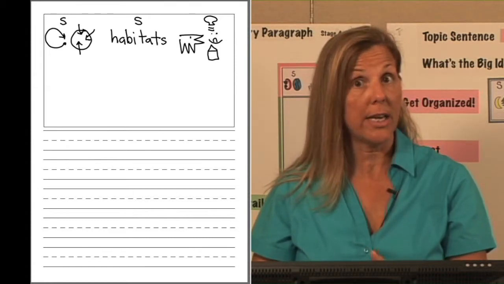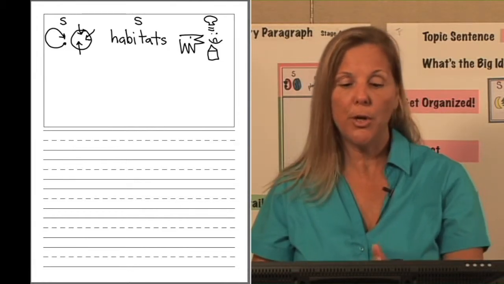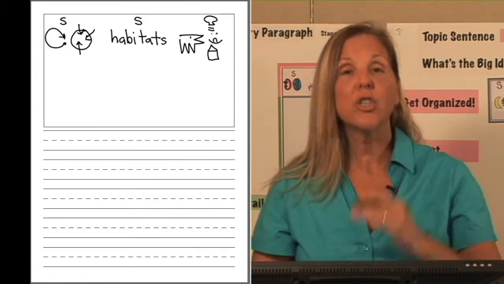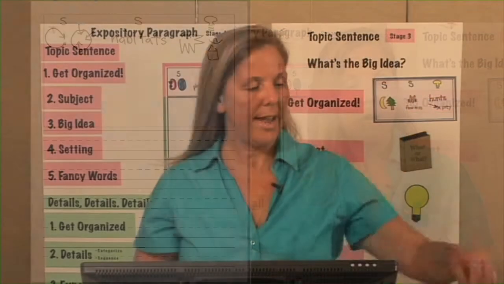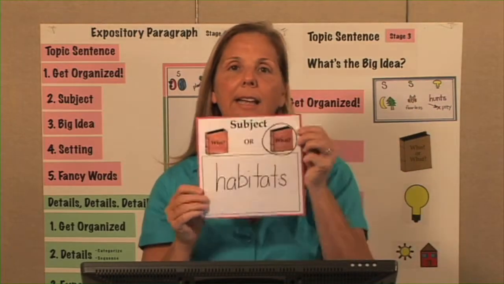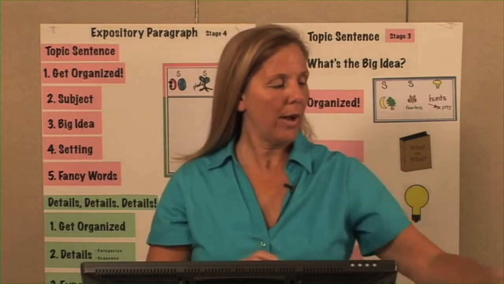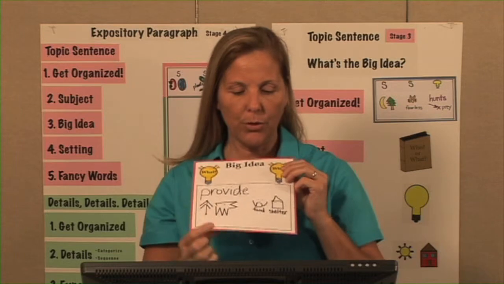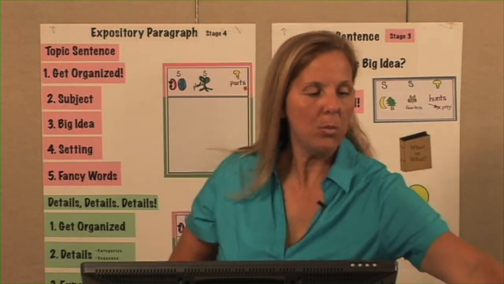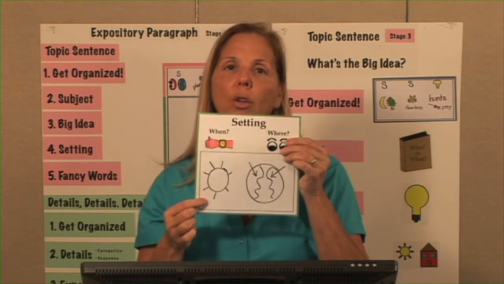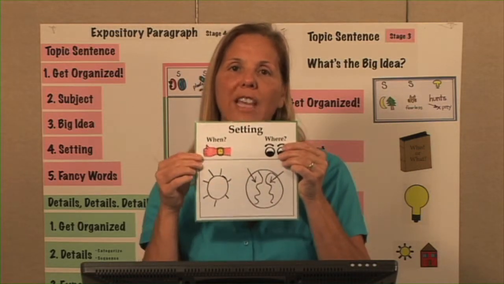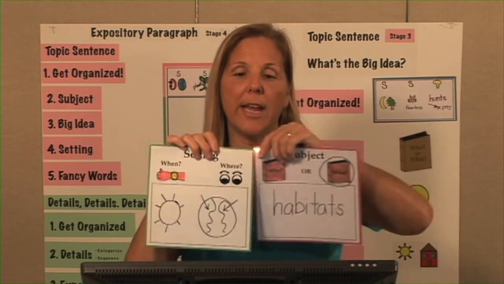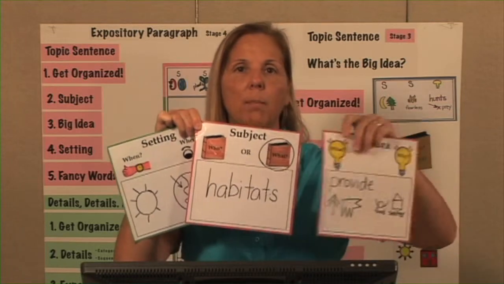This is pretty high level as it is, and this is fine for you. You could put "to survive" if you want. And you could even just verbally add that for your higher kids, just so that you know that you can differentiate like that. We have our subject, habitats. We also had our big idea. What was the big idea? Habitats provide animals with food and shelter. And then we went and said every day or all year long, in different parts of the world. We have our setting as well. So now we have our setting, we have our subject, and then we also have our big idea.